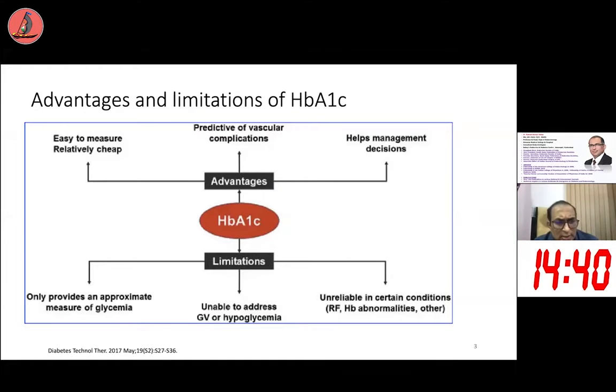Now, HbA1c has several limitations. I'm not discussing the limitations in terms of standardization and the quality of HbA1c assays available. I'm speaking of when we have a reasonably good, reliable HbA1c assay, even then we have problems with HbA1c. That is the point I'm trying to make: when you're using a good standard method of doing HbA1c, like HPLC or affinity chromatography, it still has problems. One is that it provides only an approximate measure of the glycemia.